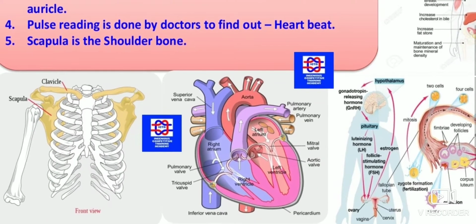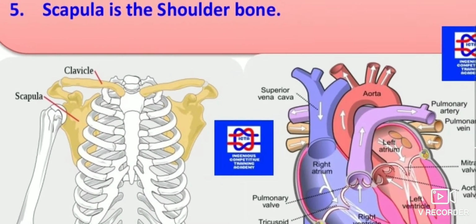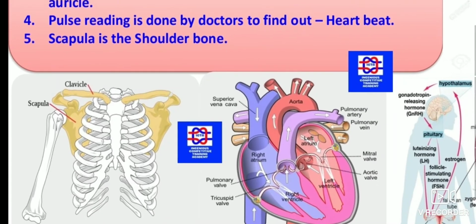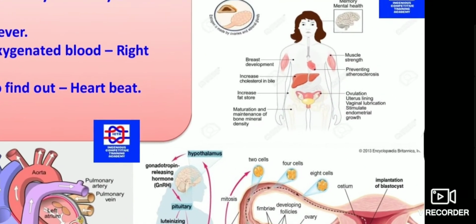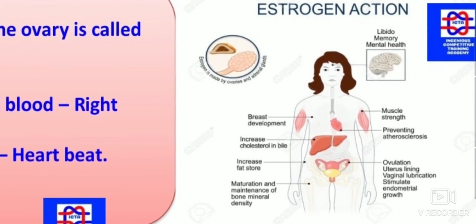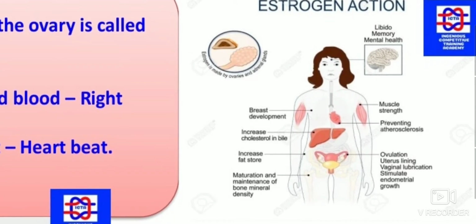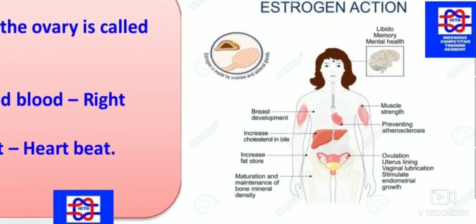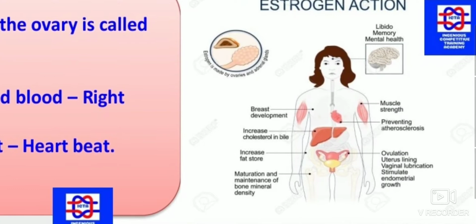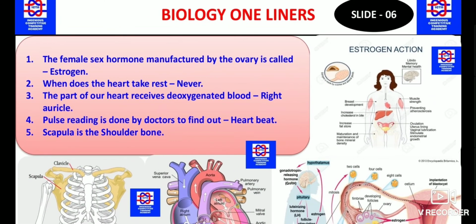So here we have scapula is the shoulder bone. Here we can see the scapula, which is a right shoulder bone or left shoulder bone, that can be your choice. It's a shoulder bone, whatever the shoulder bone we have, that is a scapula. So you can go through estrogen, what action it does: breast development, as well as increase of cholesterol in bile, increase in fat store, and maturation and maintenance of bone mineral density, muscle strength, preventing. These are all one type of action. You can go through that.